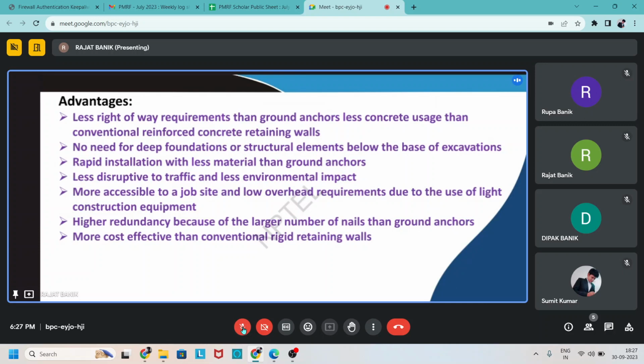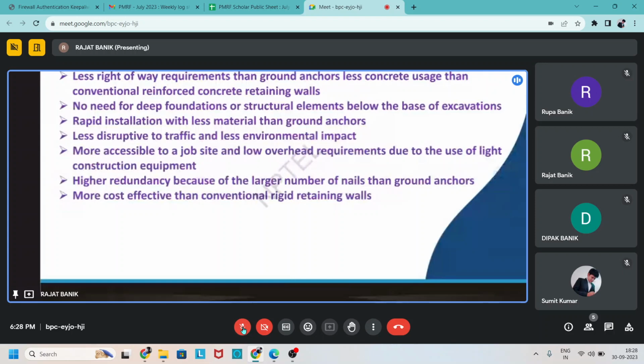Also, due to the lesser requirement, overhead cost becomes very low, or we can say the cost of construction is very low. Then, higher redundancy because of the larger number of nails than the ground anchor. It is more suitable than the ground anchor because it uses more nails, or more reinforcement, than the ground anchor.